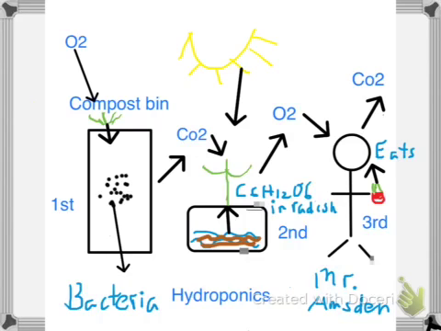We now look at our third drawing, which represents the cellular respiration stage, and looking at our arrows again, we can see that as Mr. Amsden opens his mouth to eat the radish, he is taking in oxygen and then promptly giving off CO2, which is then released back into the atmosphere. The carbon cycle is then repeated.